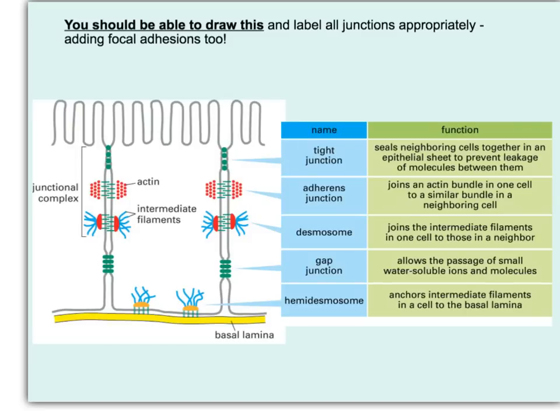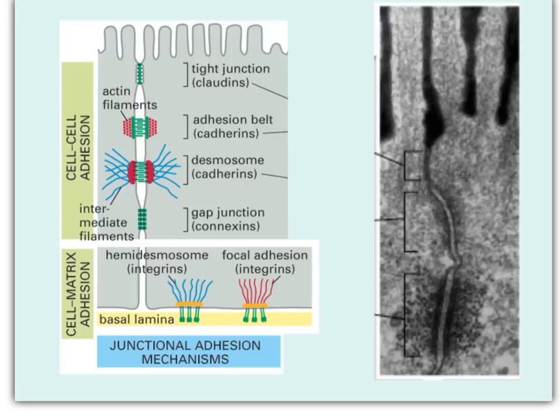And finally, this picture actually does show you the focal adhesions and the hemidesmosomes. And what I really like about this EM image on the right is at the very top you see the tight junction, the next one down is an adherens junction, the next one down is a desmosome. So all of these can occur in one cell, and they really allow for the interaction cell to cell and cell to extracellular matrix.